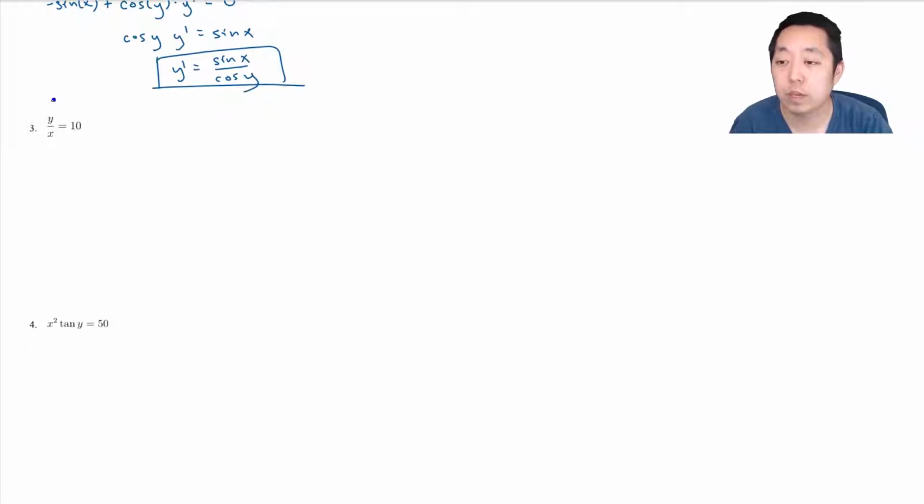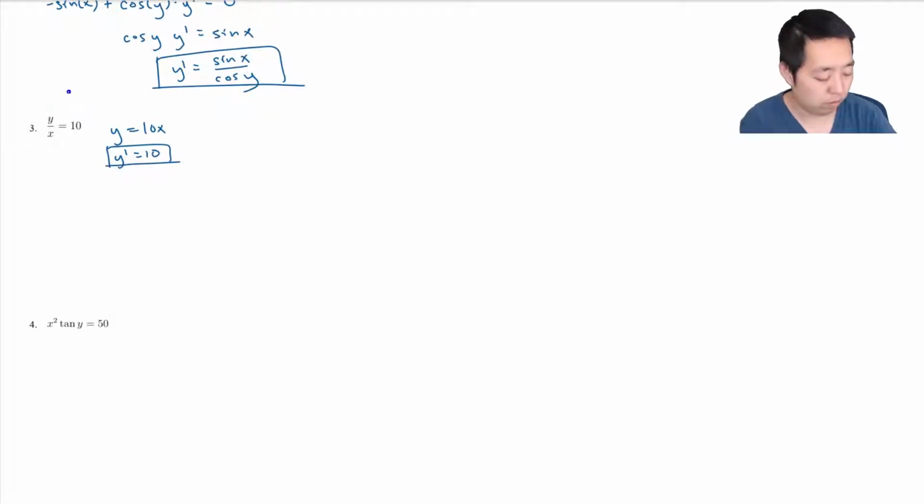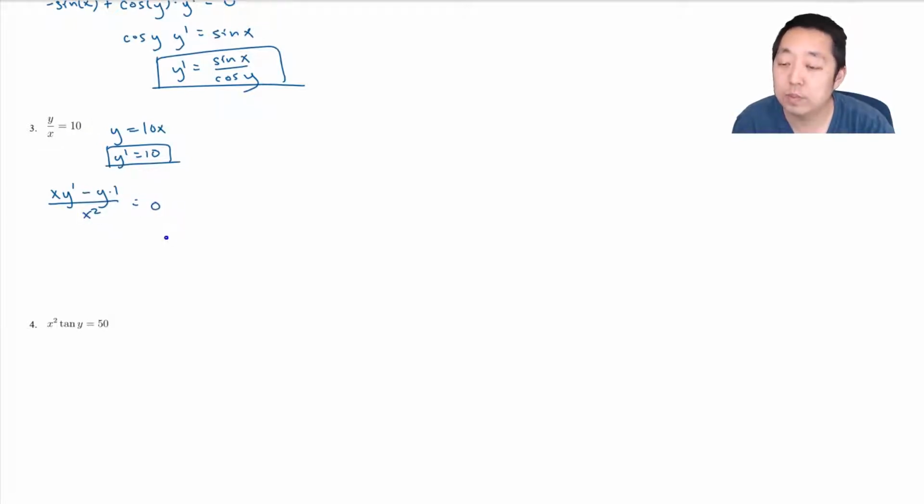Okay. So for this one, I could do quotient rule, or I could rearrange this to say y is equal to 10x, and so y prime is equal to 10. That's how I would do this particular problem. But as practice for implicit differentiation, I'm not going to rearrange it. I just take the derivative of this, and I'm going to do quotient rule: the bottom x times the derivative of the top, minus the top times the derivative of the bottom, divided by the bottom squared. And the derivative of 10 is 0.